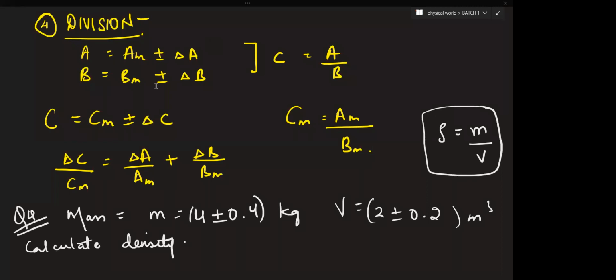Submit the answer in this pattern only. Divide this by this and then use this formula for calculation of delta C. Then write the whole formula of density.